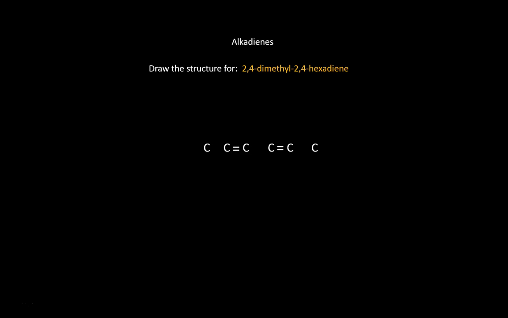add methyl groups on carbon 2 and carbon 4, then fill in the hydrogens so that each carbon has 4 bonds. Is this what you got? Probably you did. This ends the video on alkene nomenclature.